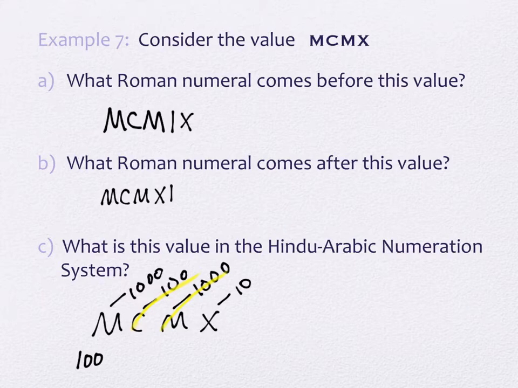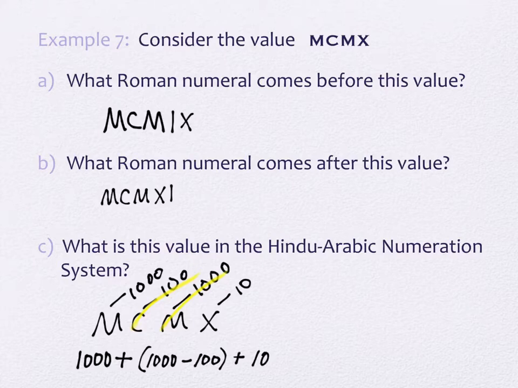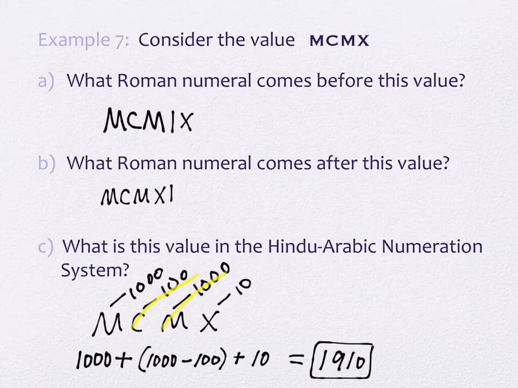So I'm going to write this out very carefully so that everybody's sure to see. Right here in the middle, I have 1,000 minus 100. You don't have to write that, but that's really what's going on. So 1,000 minus 100 is 900. So if I add that 900 to the 1,000 and to the 10, what do I get? 1,910. Any questions on that?